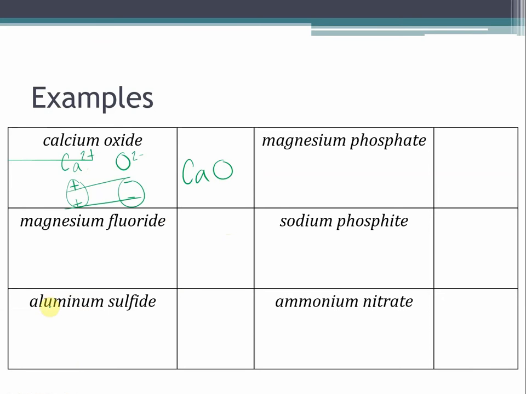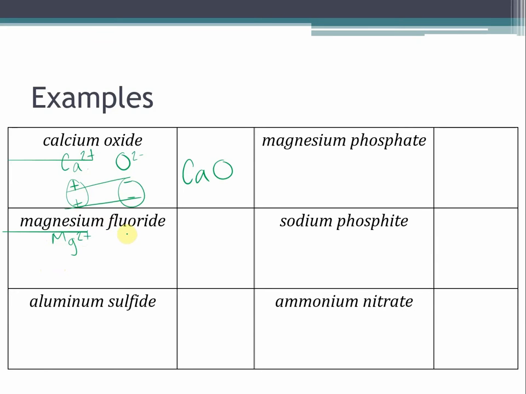All right, that's our first one down. Let's take a look at our next one. We have magnesium fluoride. So magnesium is Mg. Again, looking at your table, it's another alkaline earth metal, which means it has a 2+ charge.